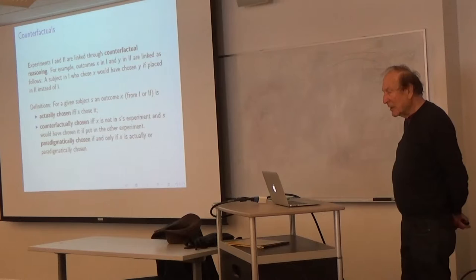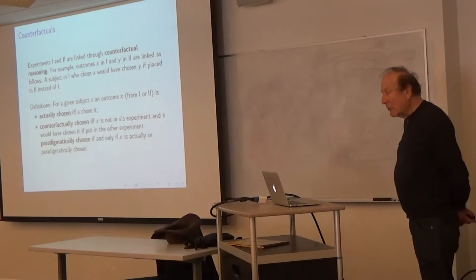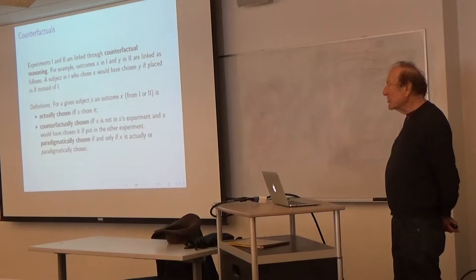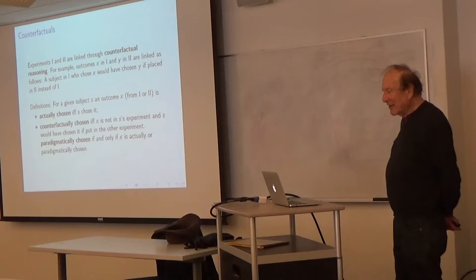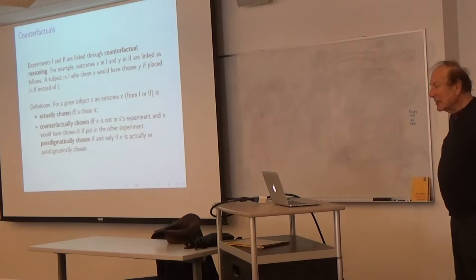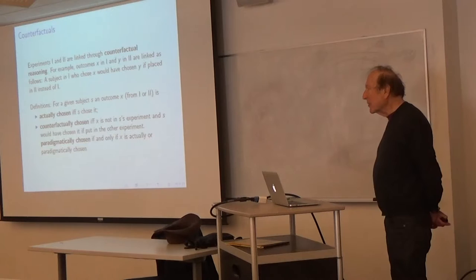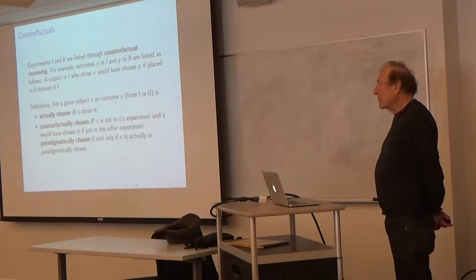For a given subject, an outcome X in one or two is said to be actually chosen if the subject actually chooses it. That's a good use of the word actually in this case, and it's in our data. Counterfactually chosen: X is not in the subject's experiment, and the subject would have chosen it if put in the other experiment. Well, we don't have data on that, because X is only in one experiment. But that's okay, that's part of our theory, right?